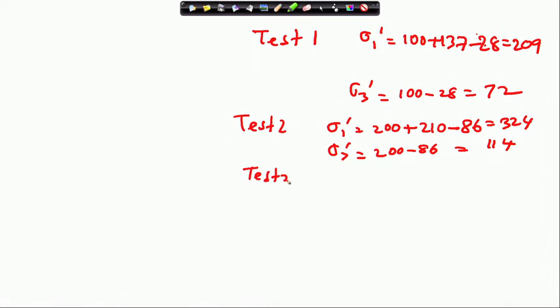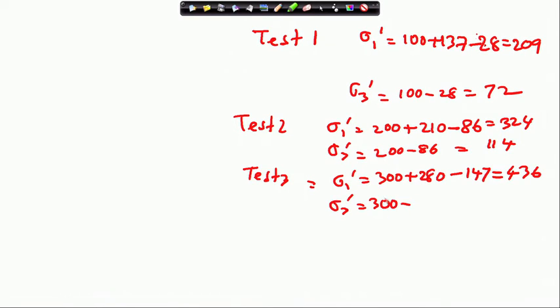Similarly, test 3: sigma 1 dash will be equal to 300, which is the confining pressure, plus 280, which is the delta sigma, minus u, which is 147. So that gives you 436, and sigma 3 dash will be equal to 300, that means confining pressure, minus u 147. So that is 153. So now we have got the 3 sets of sigma 1, sigma 3.